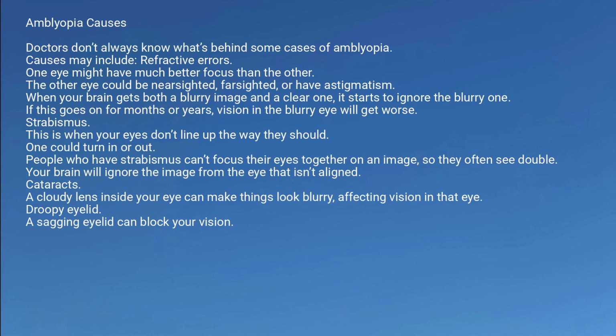Strabismus. This is when your eyes don't line up the way they should. One could turn in or out. People who have strabismus can't focus their eyes together on an image, so they often see double. Your brain will ignore the image from the eye that isn't aligned. Cataracts. A cloudy lens inside your eye can make things look blurry, affecting vision in that eye. Droopy eyelid. A sagging eyelid can block your vision.